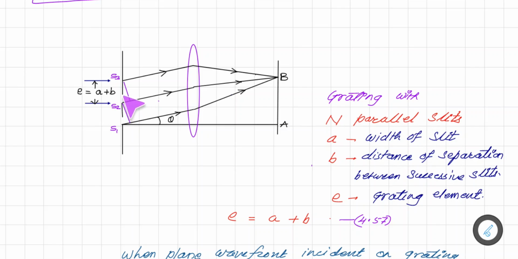So here this is the slit width, and that is A, and B is the distance of separation between successive slits. So suppose this is one slit, this is another slit, so the distance of separation between two slits we are going to consider as B. So obviously the grating element which we are considering is the slit width as well as the distance of separation, that is E is equal to A plus B. So first we have E is equal to A plus B.